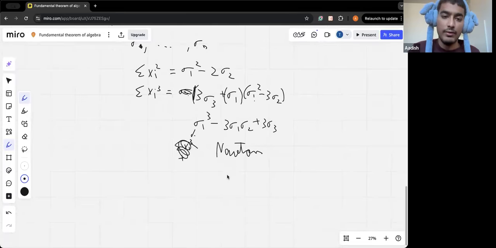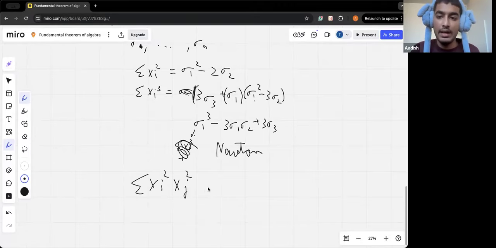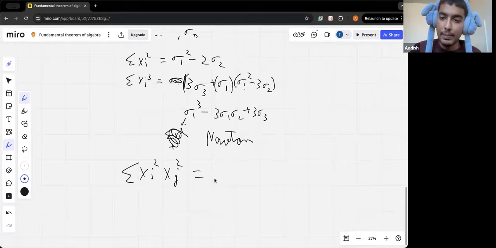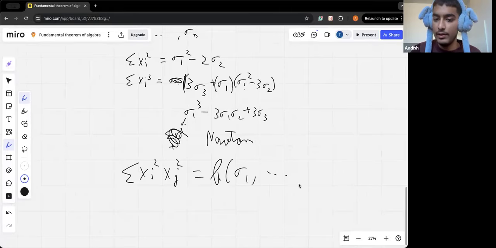But we want to prove it for all symmetric polynomials, like say the summation of xi squared xj squared. Any random symmetric polynomial, we want to say it can be expressed in terms of elementary symmetric polynomials. More formally, it can be expressed as a polynomial function of the elementary symmetric polynomials.